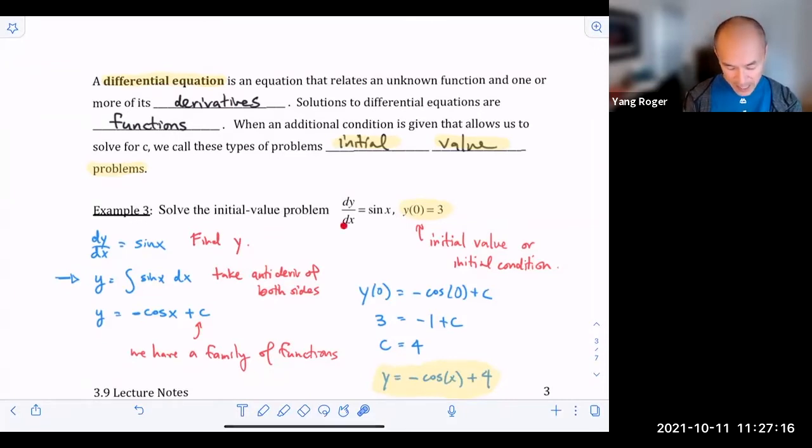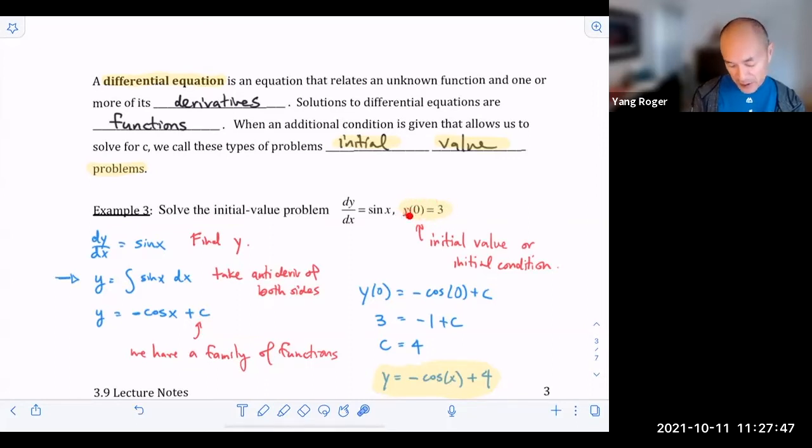So if you looked at example 3 over here, it says, what function has a derivative equal to sine x? And we know that if you took the derivative of negative cosine of x, you're going to get sine x coming out. But the antiderivative gives you a whole family of functions because we always have this plus c at the end here. So sometimes they'll give you one extra piece of information.